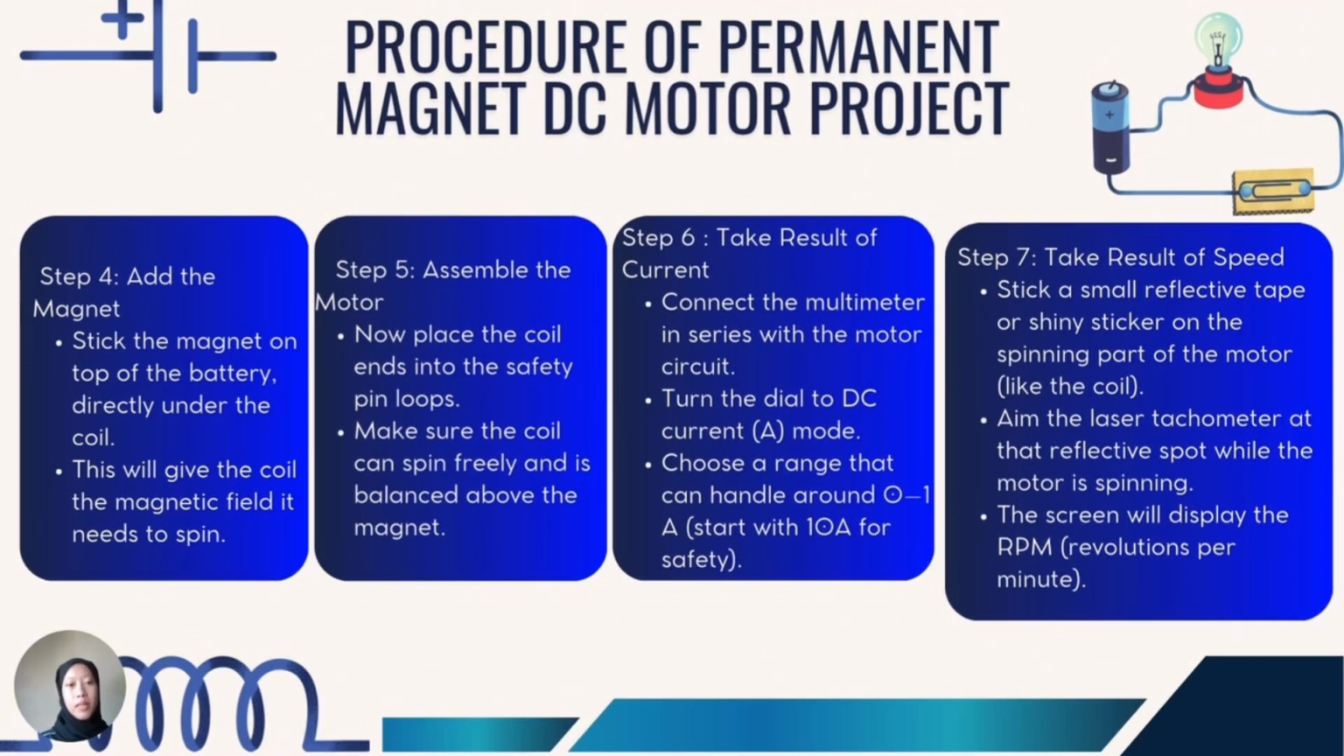Step 5, assemble the motor. Now place the coil ends into the safety pin loops. Make sure the coil can spin freely and is balanced above the magnet. Step 6, take the current result. Connect the multimeter in series with the motor circuit. Turn the dial to DC current mode. Choose a range that can handle around 0 to 1 A. Step 7, take the speed result. Stick a small reflective tag or a shiny sticker on the spinning part of the motor, like the coil. Aim the laser tachometer at that reflective spot where the motor is spinning. The screen will display the RPM.